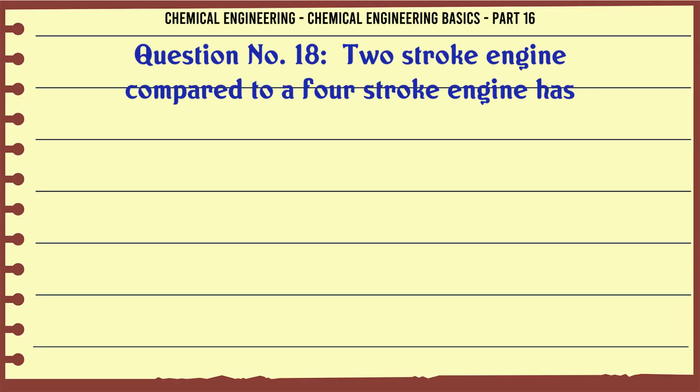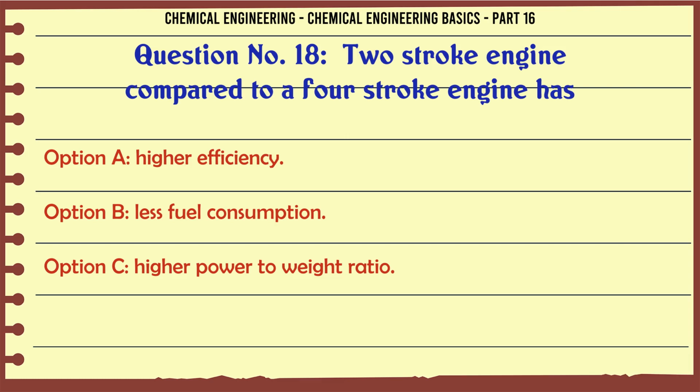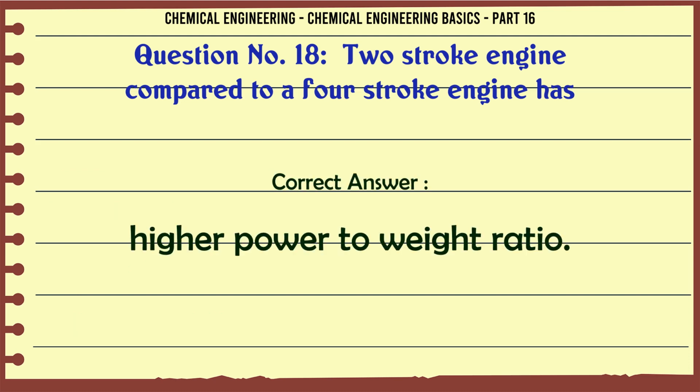Two-stroke engine compared to a four-stroke engine has A. higher efficiency, B. less fuel consumption, C. higher power to weight ratio, D. lower initial cost. The correct answer is higher power to weight ratio.